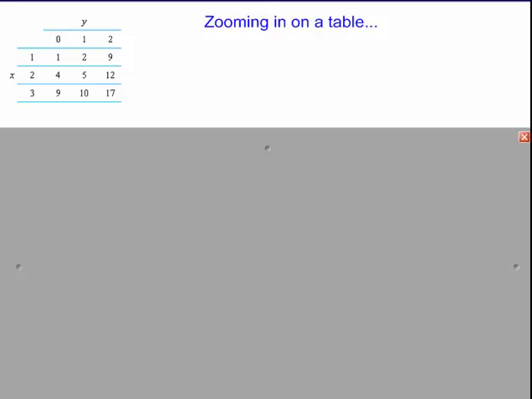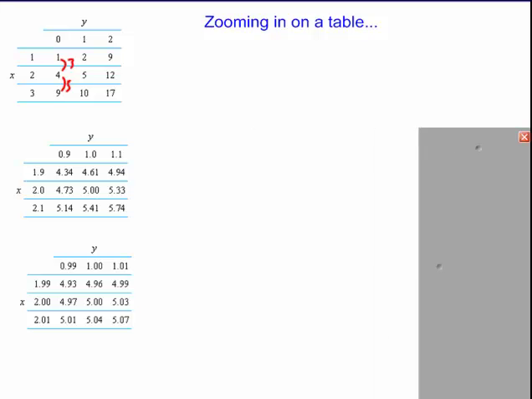So we could think about zooming in on a table in the same way. Looking at this table, we can make the quick assessment that it's not linear. For example, from 1 to 4, we're going up by 3, and from 4 to 9, we're going up by 5. So that's not linear. But if I were to look at points that are incrementing by less, going up by 0.1, in this case we increment by 0.9, and then we're incrementing by 1.1. So that's getting closer.